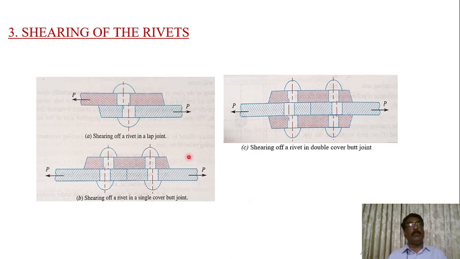That's why the area which resists the shearing in a lap joint is this area, because this is the cylindrical portion of the rivet, the shank portion, and the area which resists the shearing is pi by 4 into d square, where d is the diameter of the rivet. Here also the area which resists the shearing is pi by 4 d square, because only one area will resist the shearing. But if you go for the butt joint with the double cover plate, since each rivet is in a double shear, there will be two areas which resist the shearing, and therefore the area you have to take is 2 into pi by 4 d square. That 2 is nothing but the two areas which actually resist the shearing, and pi by 4 d square is the area of this shank portion.